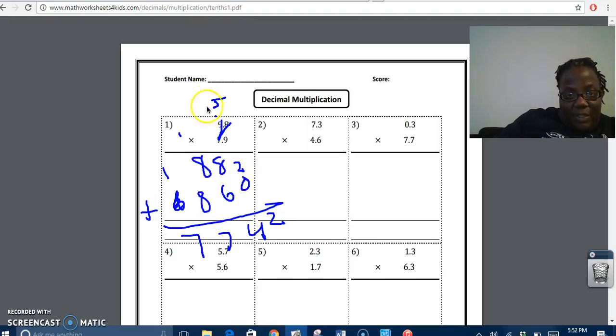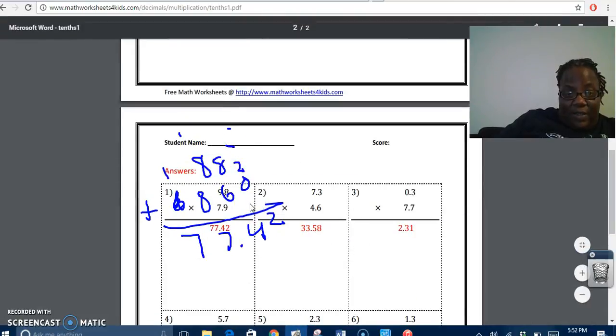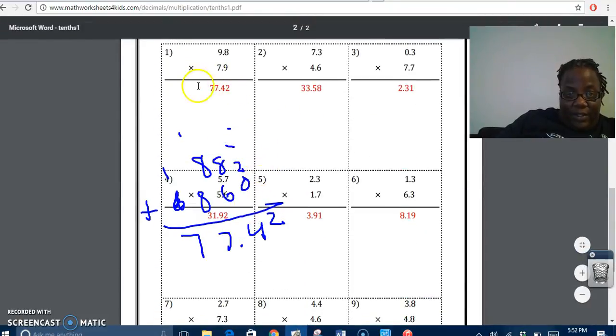How many decimal places do I have? 1 here and 1 here. So that's 2. So starting here, go 1, 2. 77.42 if I multiply correctly. Let's go down to the answer. I should have 77.42. There it is, 77.42.